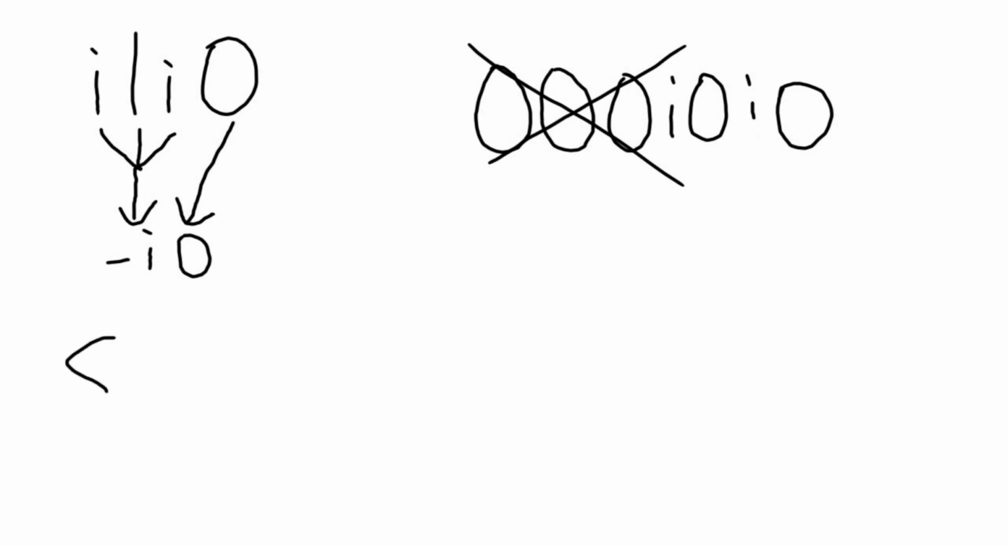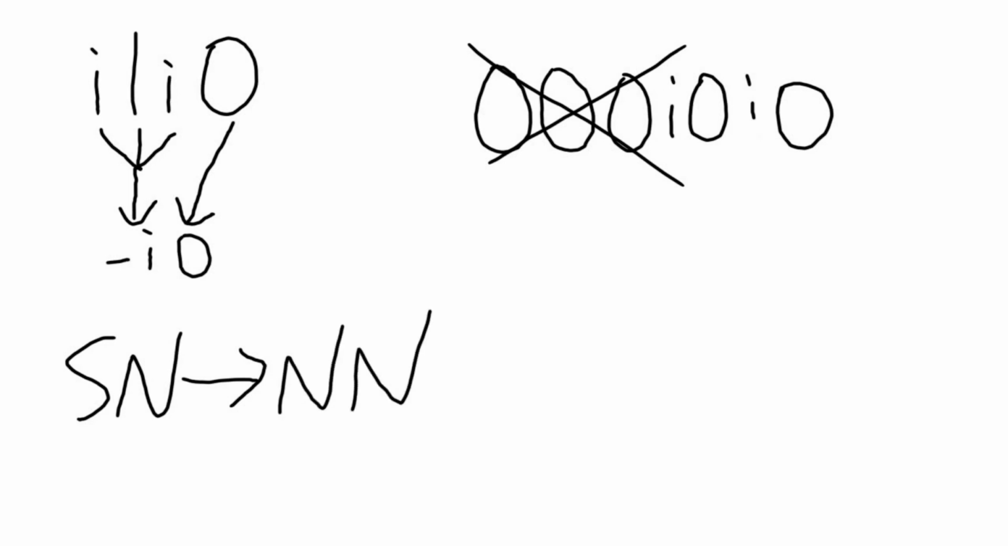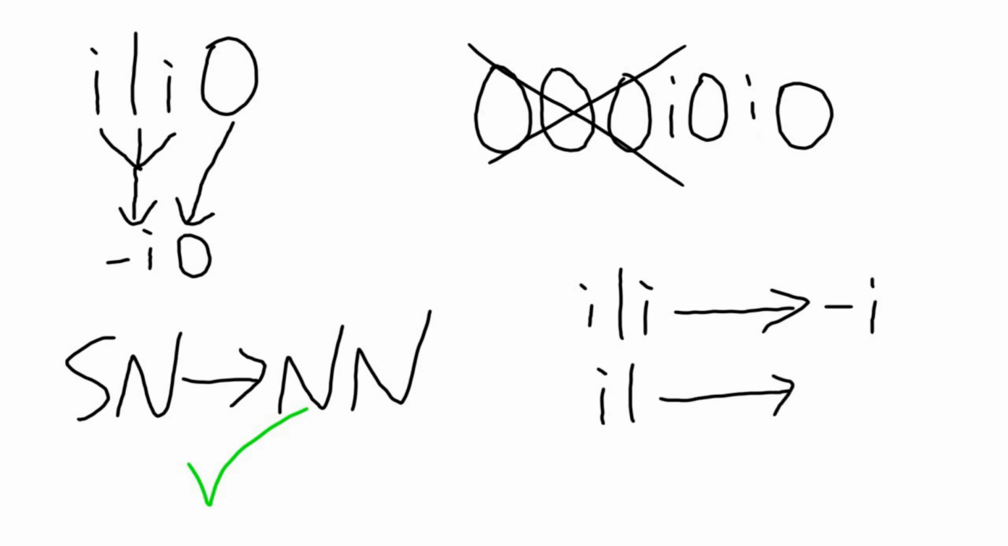It is good practice to always convert a multiplication problem into NN, since converting from SN to NN is generally not too hard. To keep things simple, change any instances of I1I into negative I and any instances of I1 into negative 1. This will often make the multiplication problem easier and will certainly not make it harder.